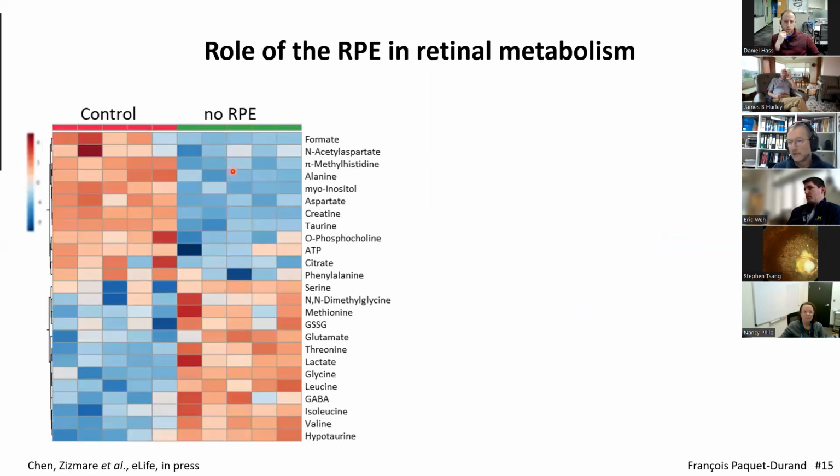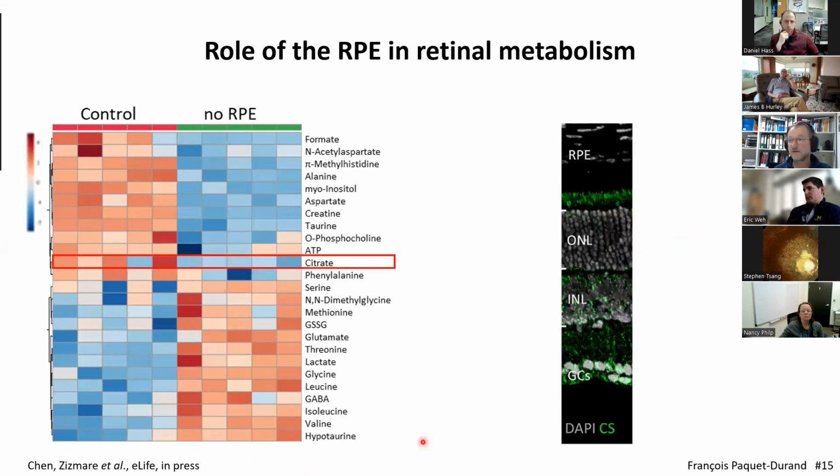So now we can look at different experimental conditions individually and compare them. For instance, we compare the control condition versus the no RPE condition and look at different metabolites, each of them individually. So for instance, we can look at citrate. And citrate is high in the control and low in the no RPE situation. And the enzyme that produces citrate, citrate synthase, is strongly expressed in the inner segments of the photoreceptors. There's also some expression in the inner retina, but predominantly in the photoreceptors.